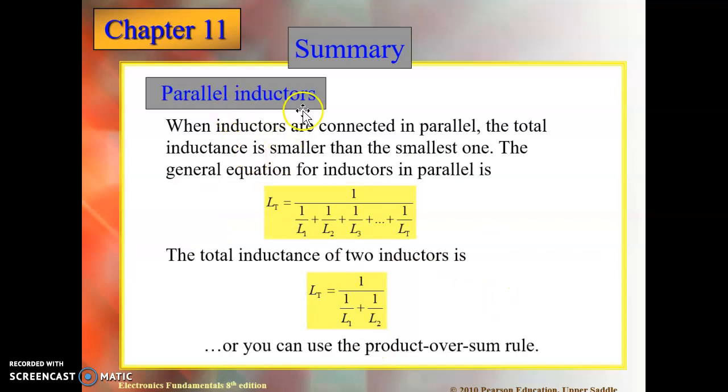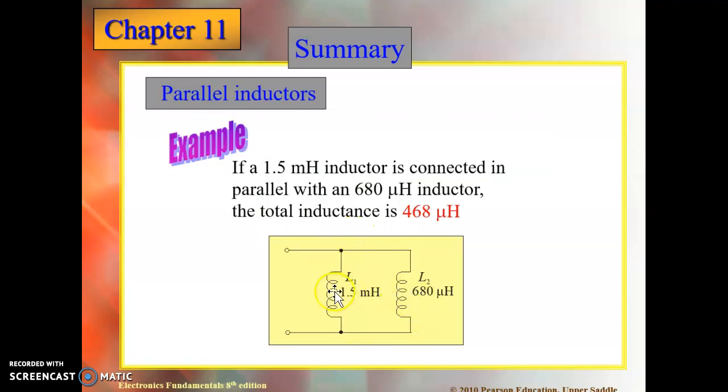And then if they are in parallel, just like resistors in parallel, it will be the reciprocal of the sum of the reciprocals. That is what your total inductance is when they are connected in parallel. So we have an example here. We have 1.5 millihenries and we have 680 microhenries.